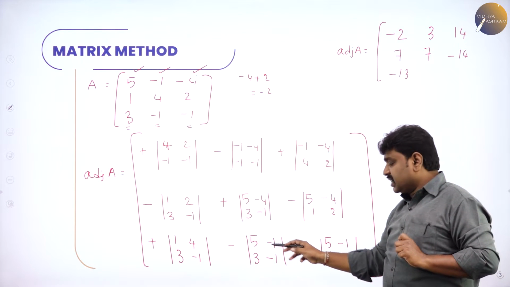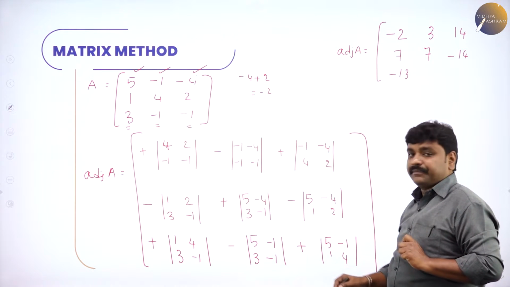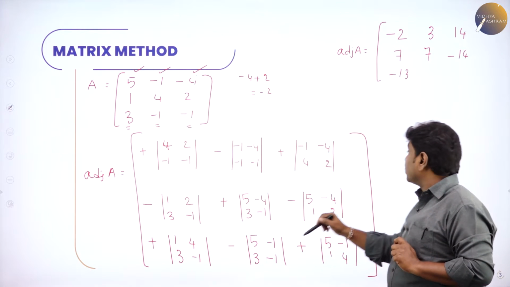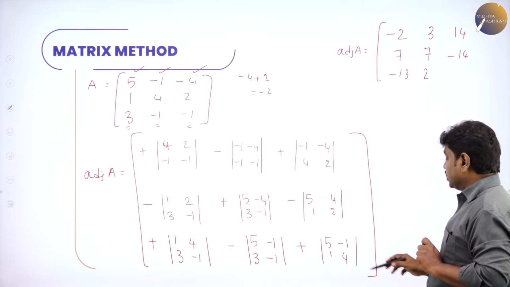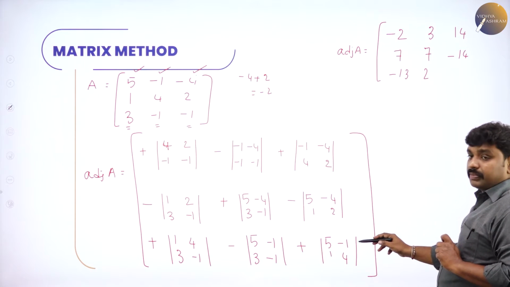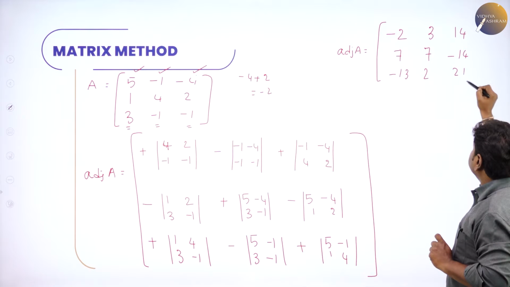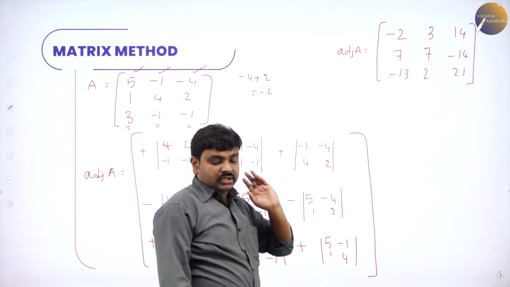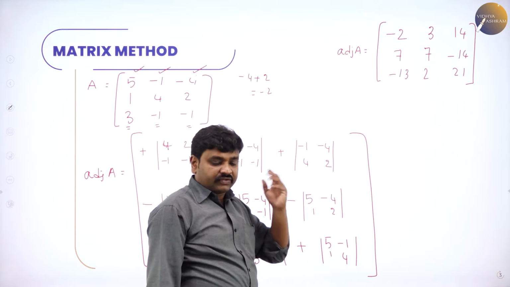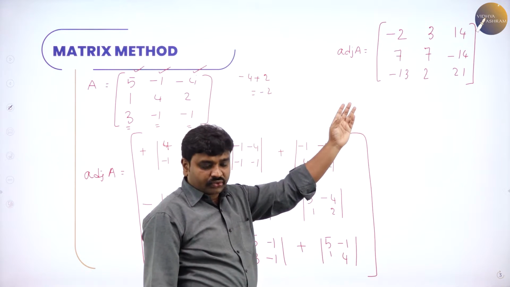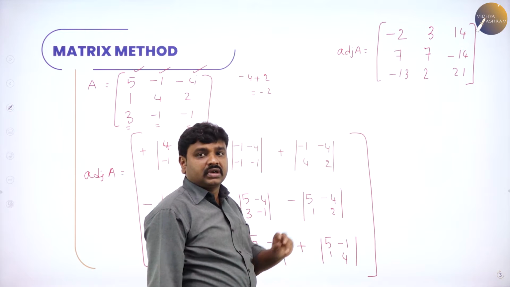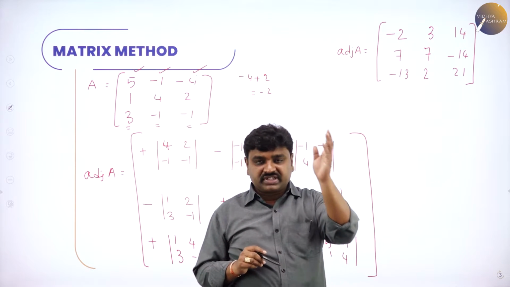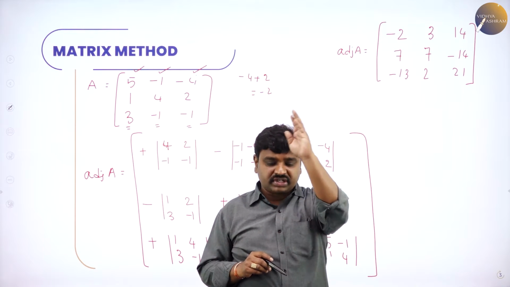Then minus 5 plus 3 becomes minus 2, minus of minus 2 becomes plus 2. 5 4s are 20, 20 plus 1 is 21. So we got the entries, check the entries. All the entries you can check and further proceed. So minus 13, 2, 21 is the last row, and check the rows: second row 7 7 minus 14, first row minus 2 3 14.